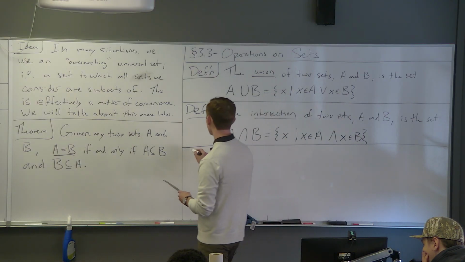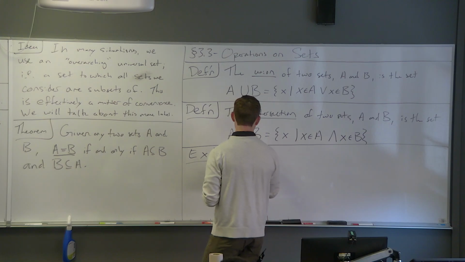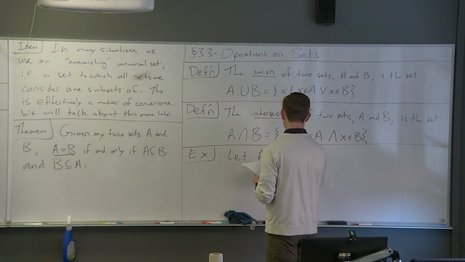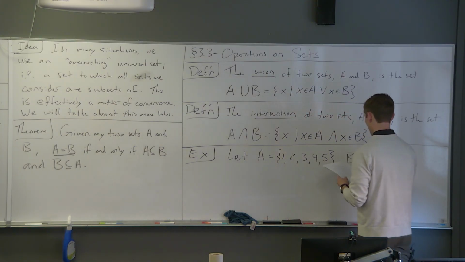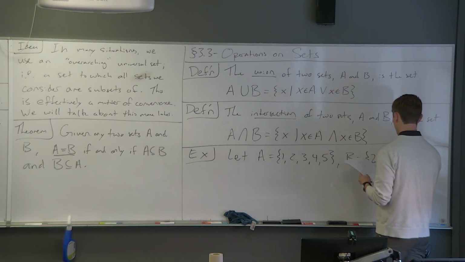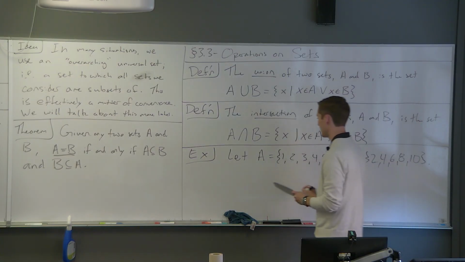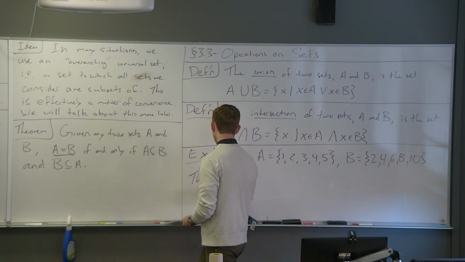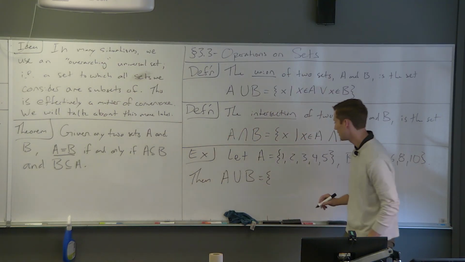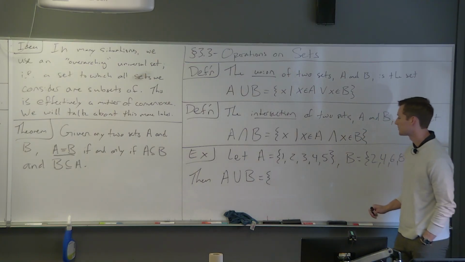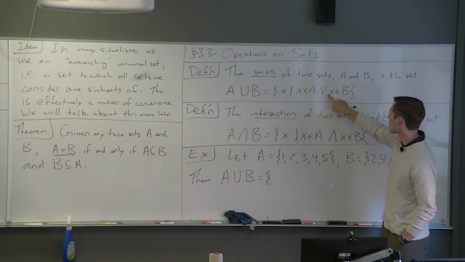So let's do a quick example, just to make sure we get unions all good. Let A be the set 1, 2, 3, 4, and 5. And let B be the set 2, 4, 6, 8, 10. Then A union B, A cup B, is what? Well, it's the set of all x's such that x is in A or x is in B.